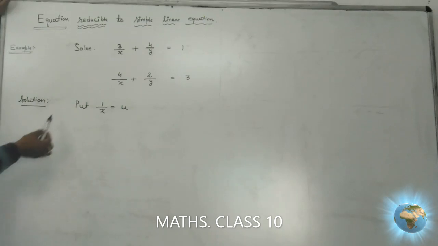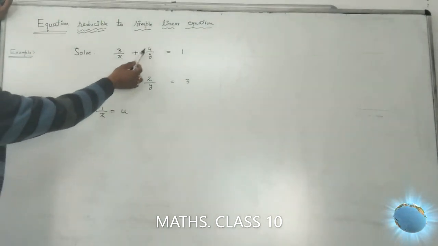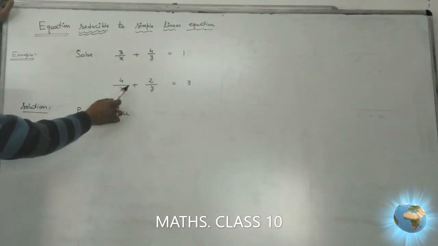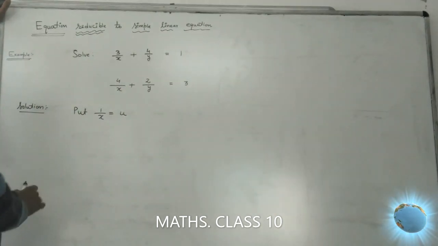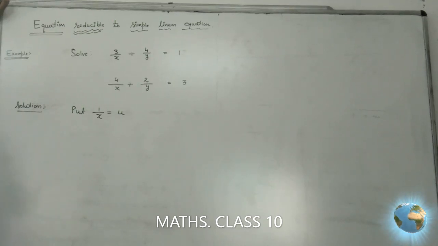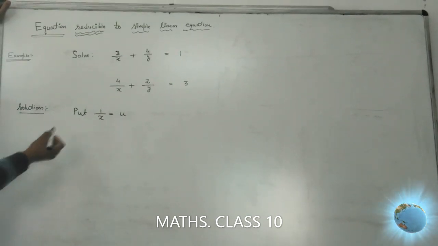For example, we have this question. The first equation is 3 by x plus 4 by y is equal to 1, and the second equation is 4 by x plus 2 by y is equal to 3. These equations are not simple linear equations, so first we have to reduce them to simple linear equations. So how do we reduce them?